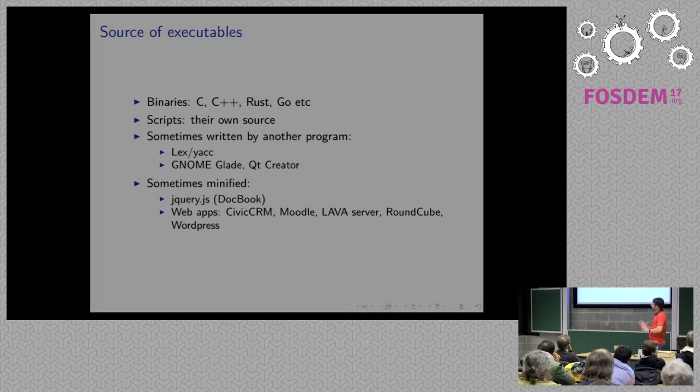Some other things. Sometimes it's not really clear what is source and what is not. Sometimes things are their own source. For C, C++, Rust, and so on, compiled languages, we are really sure what it is. For scripts, if something is written in Python or Bash, we think the script is its own source. But sometimes these above things are written by other programs. So they have lexers and parser generators, user interfaces maybe created in Glade or Qt Creator that in turn can produce C or C++ files. Sometimes it's minified, like I already said. Think about that.